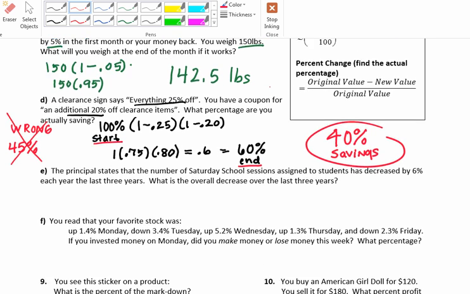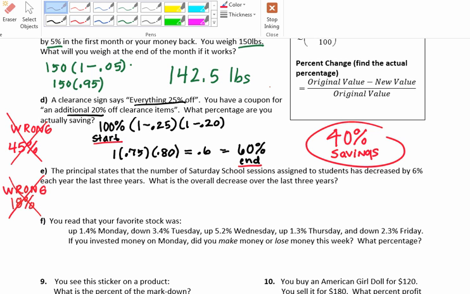All right, next question. The principal states that the number of Saturday school sessions assigned to students has decreased by 6% over each year for the last 3 years. What is the overall decrease for the last 3 years? Now, the wrong answer, the one you're really tempted to say, is if it's decreased 6% per year for the last 3 years, then it's decreased 18%. But that's wrong. Because each year, if you're decreasing by 6%, you're not taking 6% of the original value. You're taking 6% of the new value, which is smaller.